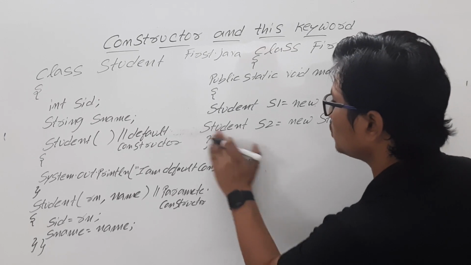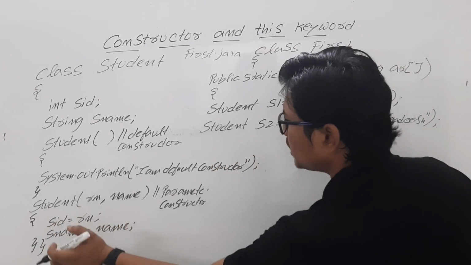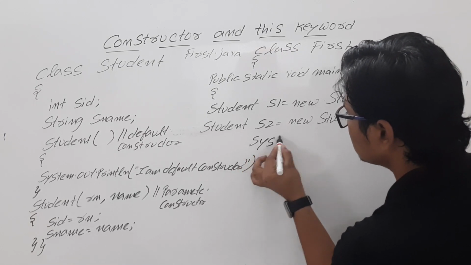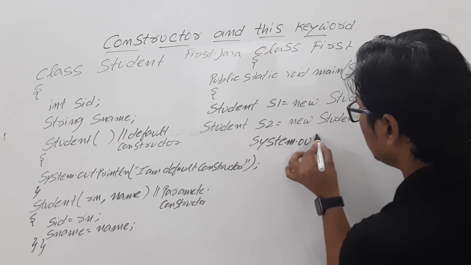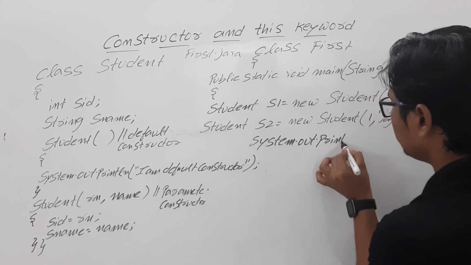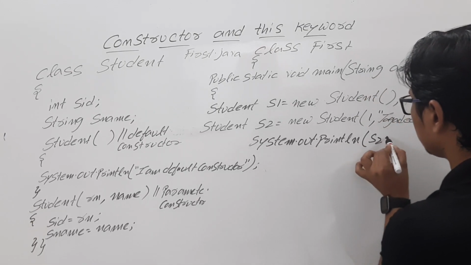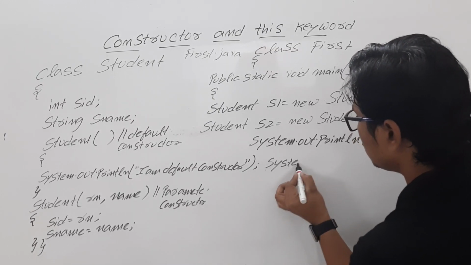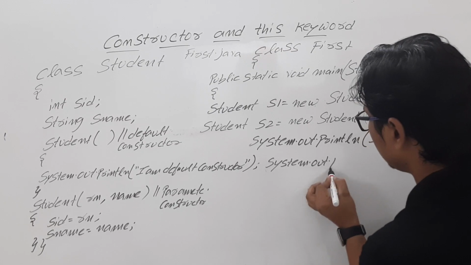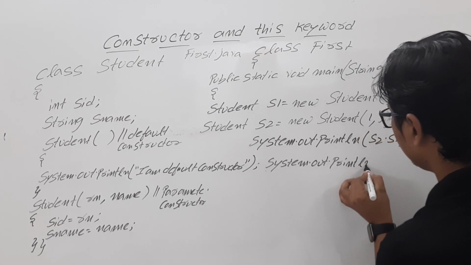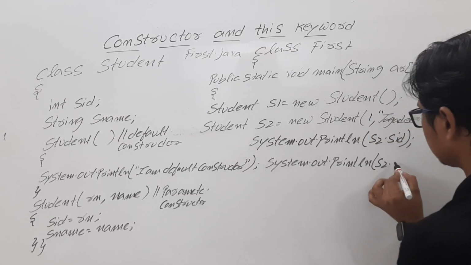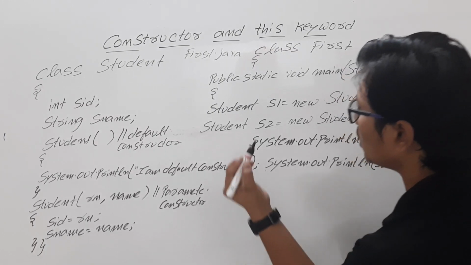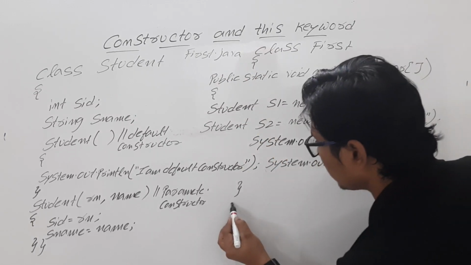If I want to display the student ID and student name, then I can simply write system.out.println s2.sid. Similarly, system.out.println s2.sname. Let me close the main method and let me close the class.